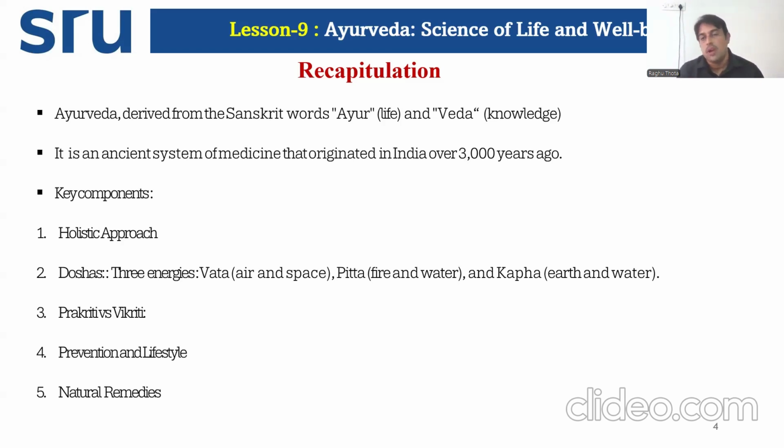Prevention and lifestyle: Ayurveda always believes that instead of curing the disease after it has affected the body, prevention is better than cure. That is the reason Ayurveda suggests humans make a healthy and well systematic lifestyle. Natural remedies: Ayurveda always believes in natural remedies. Even modern civilized people are very much interested in going for Ayurveda. They don't want to go for allopathy, which is causing so many health issues.